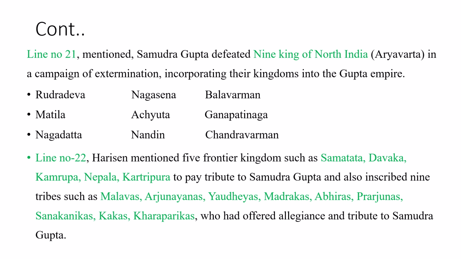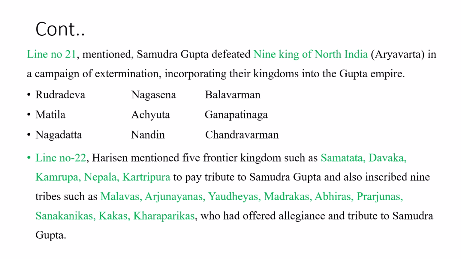In line number 21, Harisena mentioned Samudragupta defeated 9 kings of North India. At first he defeated 3 kings, and after the conquest of South India he defeated once again 6 kings. Here I mention the 9 kings.